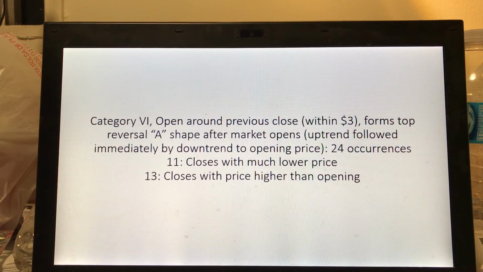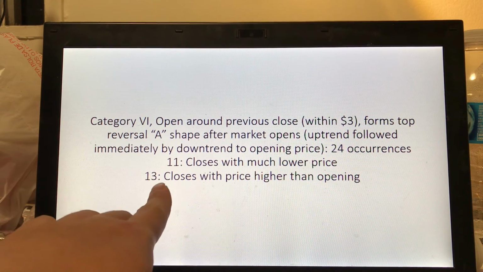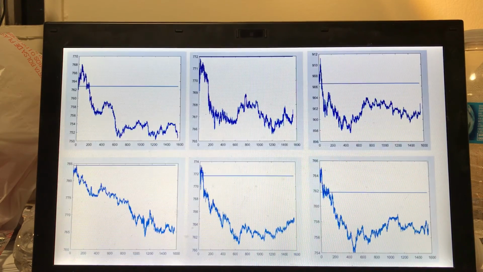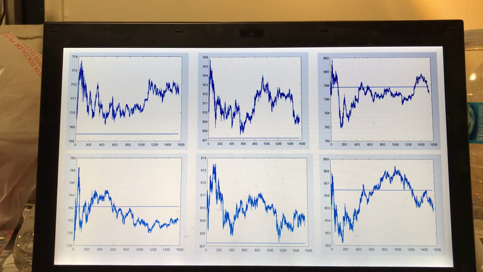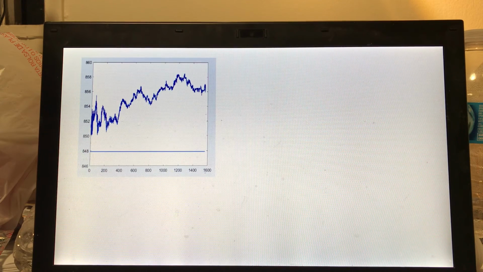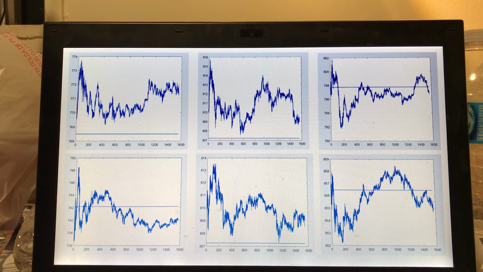And please also take a look at the 13 cases in which the stock price closes higher than the opening. Please take a look at how these behave. Something we also notice is that in these 13 cases, the stock is also trading in a pretty small range.